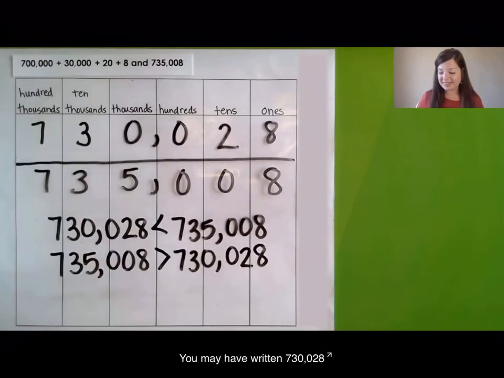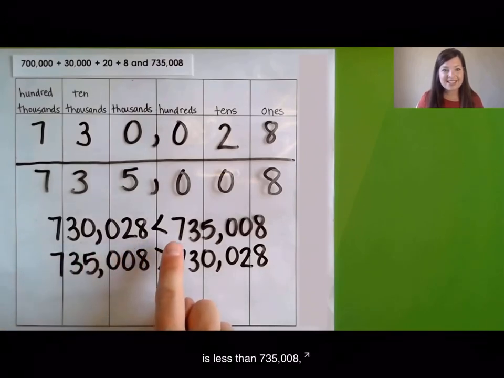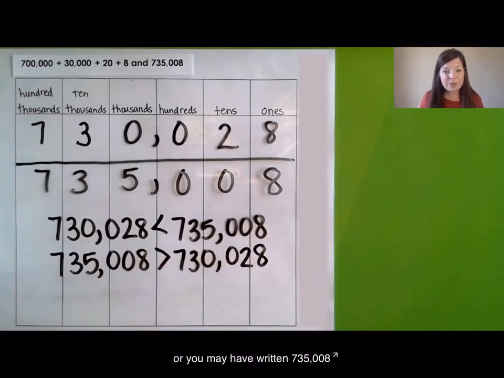You may have written 730,028 is less than 735,008, or you may have written 735,008 is greater than 730,028. Both comparisons are correct.